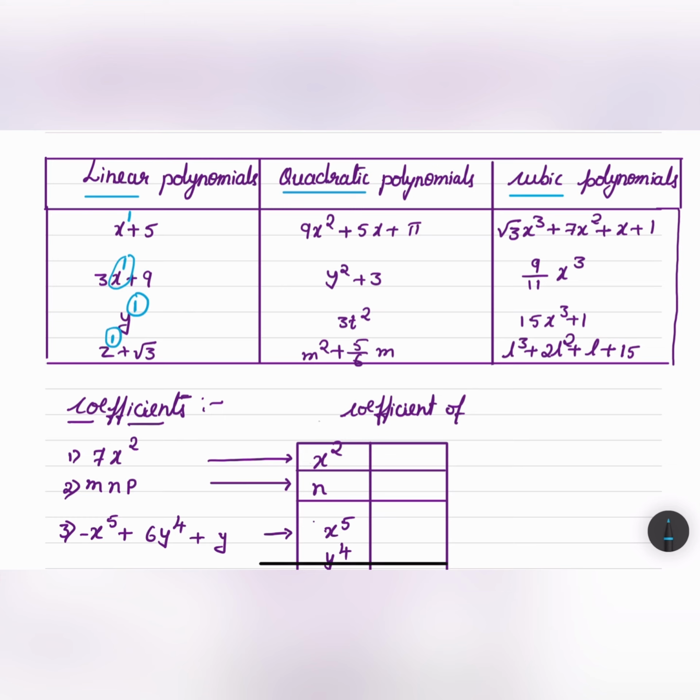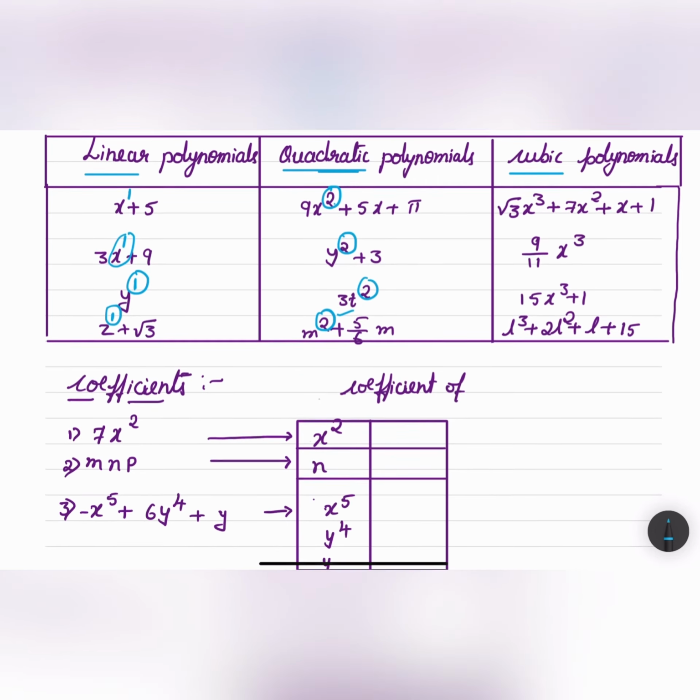And now quadratic polynomials are those where the highest degree is 2. So 9x square plus 5x plus pi, the highest degree is 2. y square plus 3, highest degree is 2. 3t square, degree is 2. m square plus 5 by 6m, the degree is 2. So they are called quadratic polynomials.